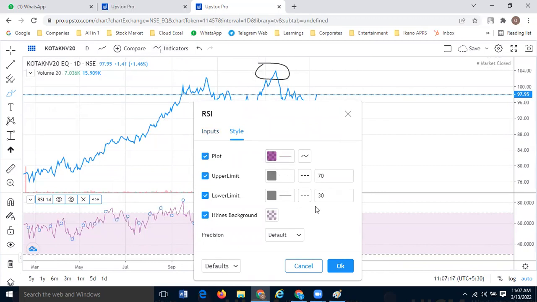We will not go into all these details, but there is an upper limit and a lower limit. We can change this, but we will not change these limits either. The upper limit should always be 70, and the lower limit should always be set to 30. Now, what are these levels actually? Whenever the RSI comes to 30, it means it is oversold.